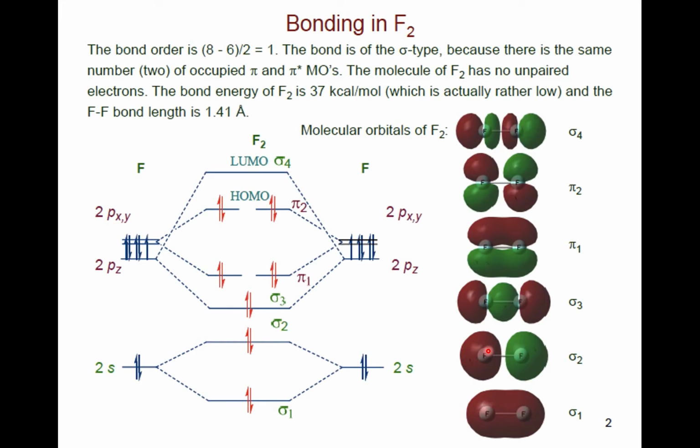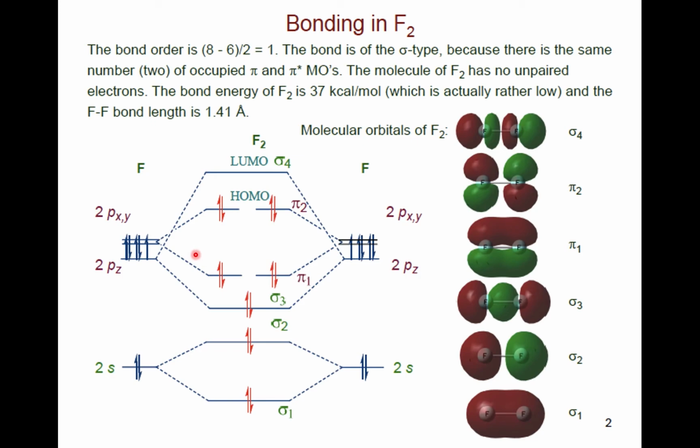All right, finally, back to something that you've seen before from general chemistry. We have a diagram that results from the interaction of the valence atomic orbitals on two fluorine atoms. The two s orbitals interact with each other to form a bonding and an anti-bonding combination. The 2pz orbitals interact with each other to form a strongly bonding and strongly anti-bonding set.